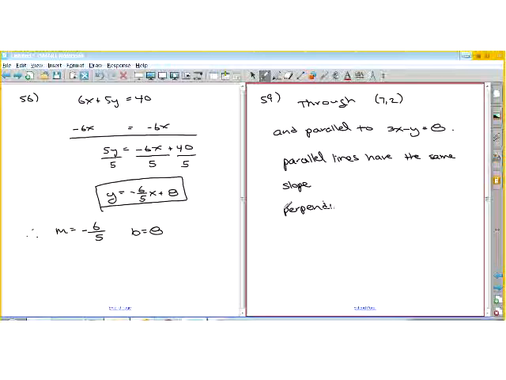If it's perpendicular, which is not this problem, but if they ask perpendicular, perpendicular lines have slopes which are negative reciprocals of each other.